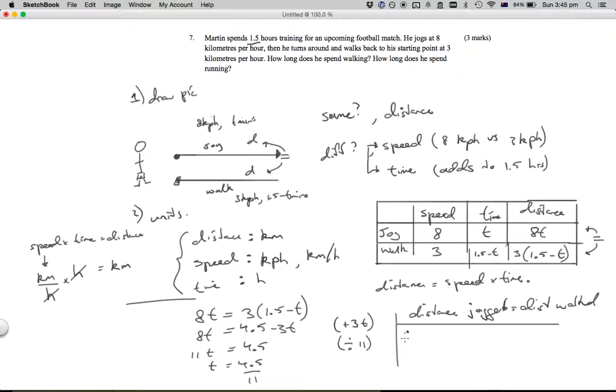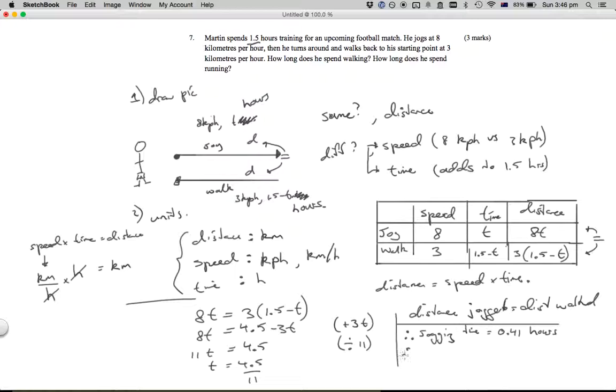And therefore, jogging time equals, and if we use our calculator, we find that 4.5 over 11 equals 0.41 hours. I'm sorry, I was making a mistake before. I was talking about minutes here. This should have been hours. I apologize for that. Our units are hours.